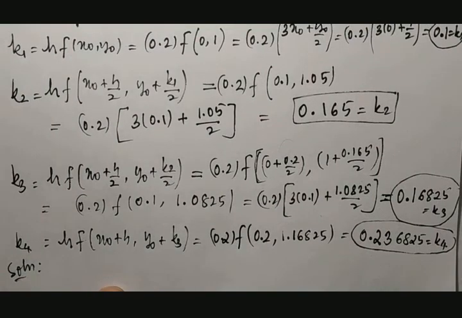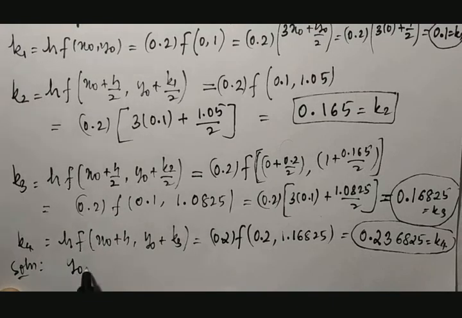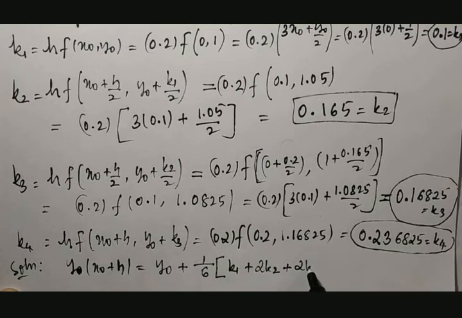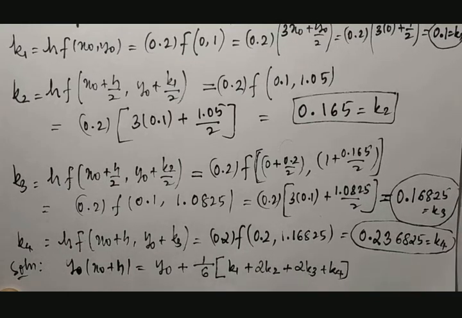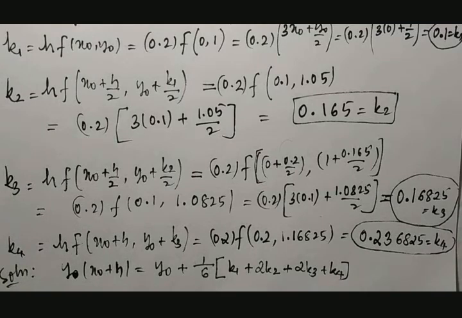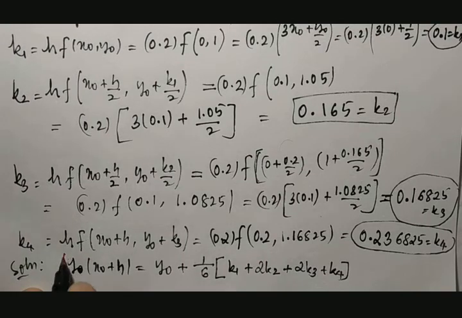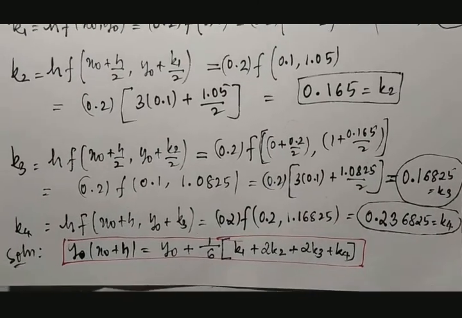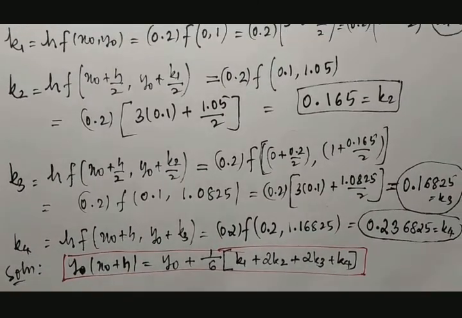Now, the solution will be obtained by using a relation. What is that relation? The relation says y of x naught plus h is equal to y naught plus 1 divided by 6 into K1 plus 2K2 plus 2K3 plus K4. Okay, so this is the formula. Therefore, by using this formula, we need to obtain its numerical solution. How? Just by substituting the values.